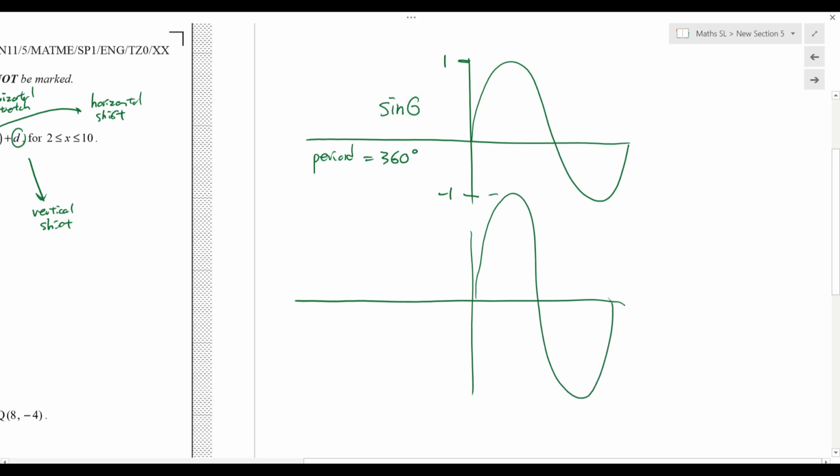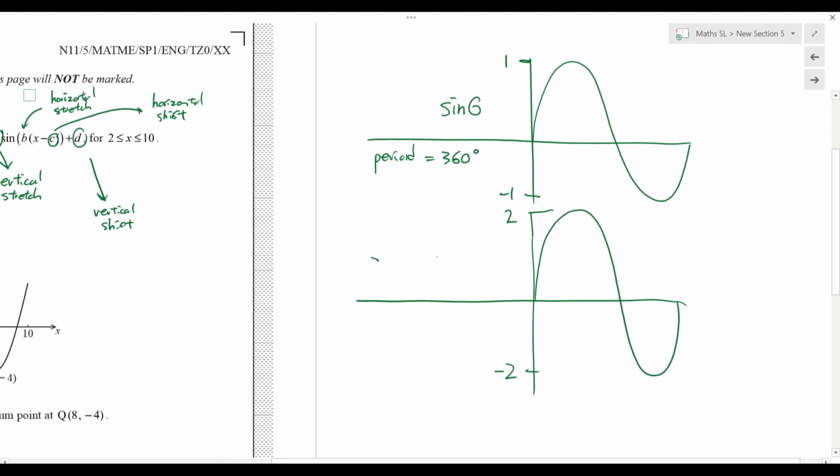If this top part is 2 and this bottom part is minus 2, this graph becomes what? It becomes 2 sine theta. Simply, the total distance here is 4, and we divide that by 2, we get 2. So it's been stretched by a scale factor of 2. Therefore we write 2 sine theta.